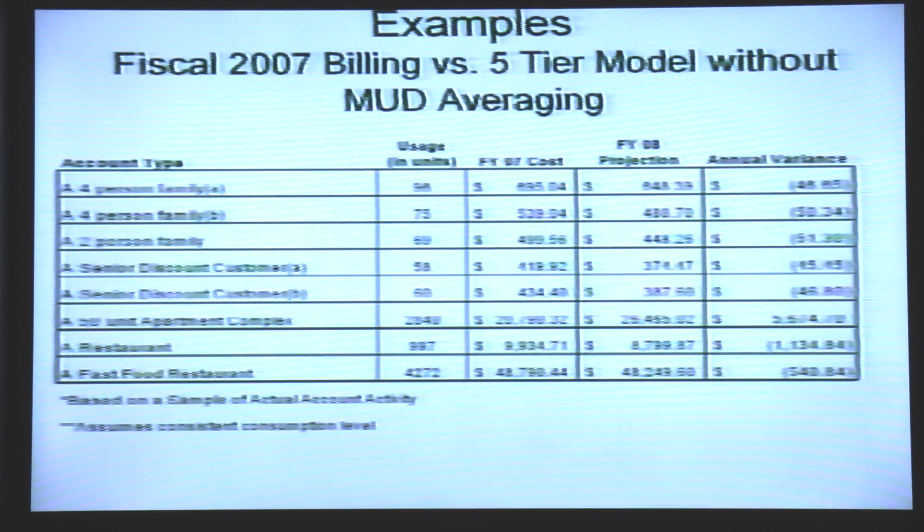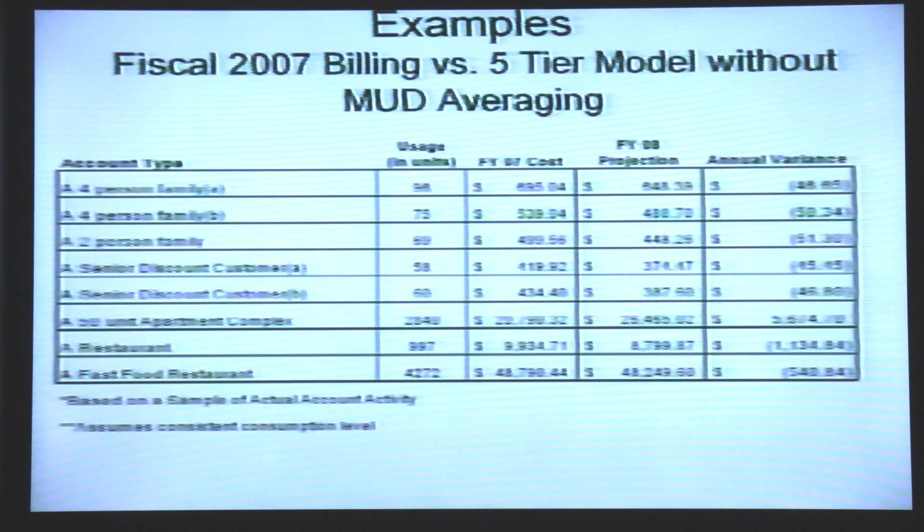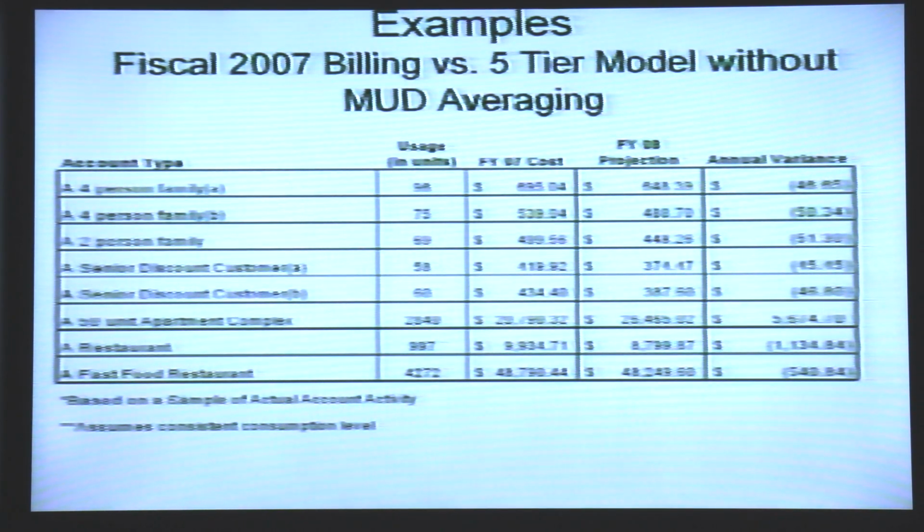A 50-unit apartment complex that uses 2,840 units would actually pay $5,674.70 more for the whole complex. And then the average cost to a particular dweller in that complex would be determined, of course, by the apartment management, but if you just did a straight division, then you would have that increase divided by 50. Depends on what the manager wants to do with that increase, I guess.